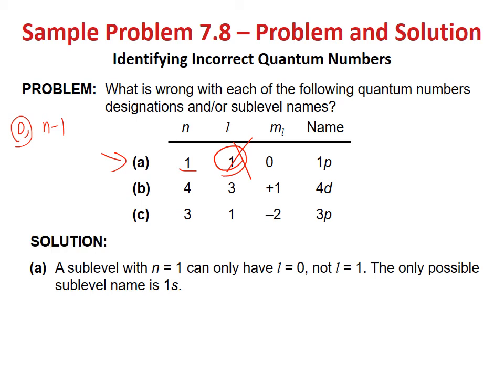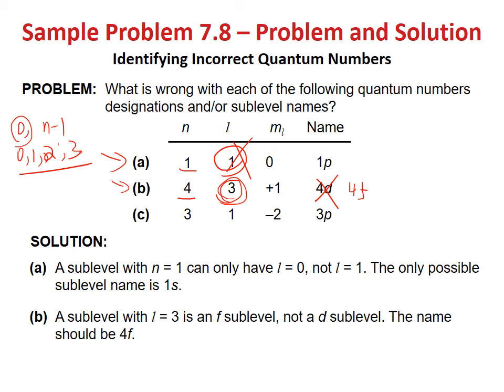Second one, okay, let's look at B. When n equals 4, L can be 0, 1, 2, until 4 minus 1, which is 3. So that's all the values L can be. And 3 is one of them, so that's correct. And when L equals 3, it's called the f orbital. So it should be 4f. And this is wrong. Okay, the name is wrong.